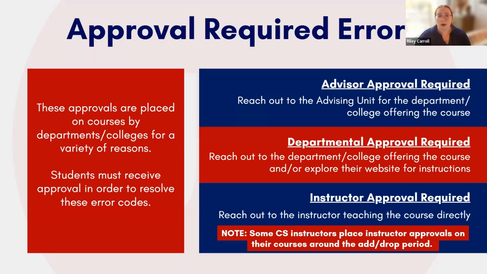The second approval required error code to look out for is departmental approval required, like I had just mentioned. To receive this approval, students should reach out to the department or college offering the course and/or explore that department or college's website for instructions on how to receive approval. For example, both the College of Business Administration and the Mathematics, Statistics, and Computer Science department both have online forms available on their website that can be completed in order to receive departmental approval.